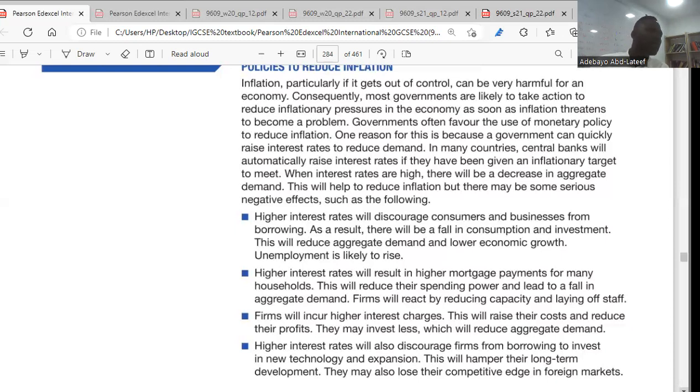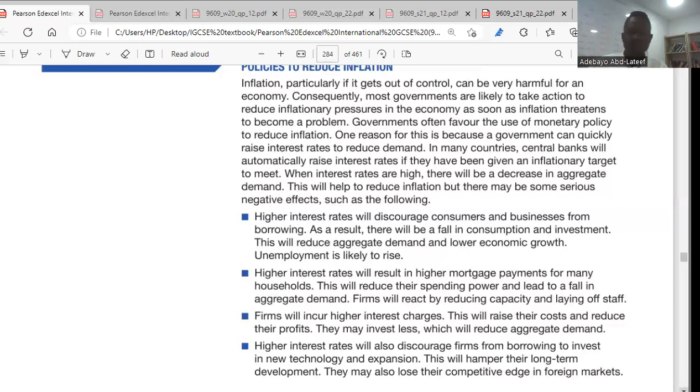Reduction in consumption will bring about what? Reduction in the revenue for businesses. So businesses will not be making enough revenue as they used to make. Therefore, they would want to reduce their costs too. One of their costs is the direct cost, which is labor cost. So firms might want to lay off workers so as to be able to reduce their cost. So high interest rate reduces inflation, but it's leading to an increase in unemployment. That is the first point.